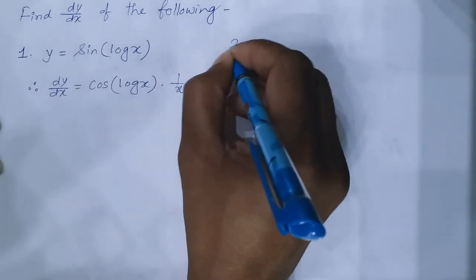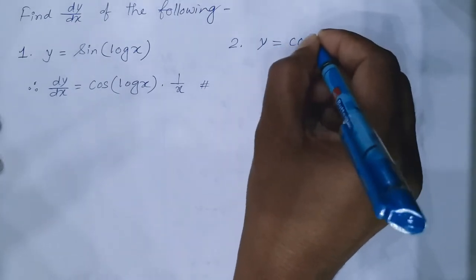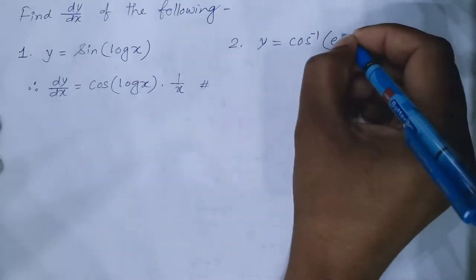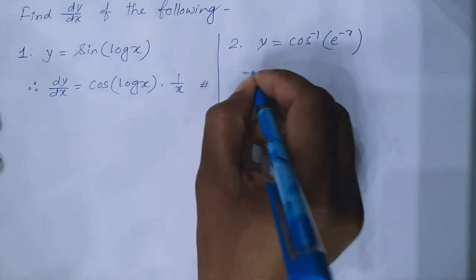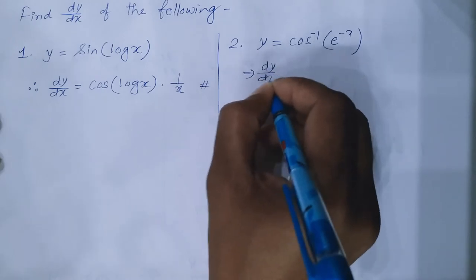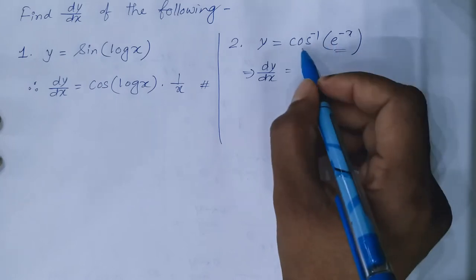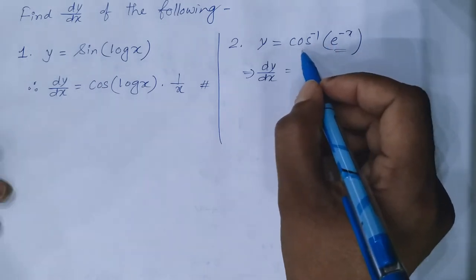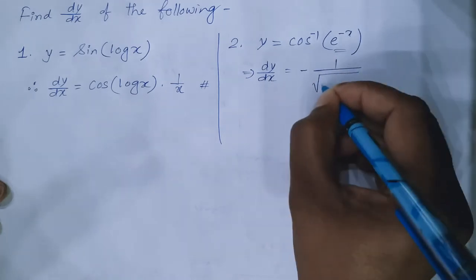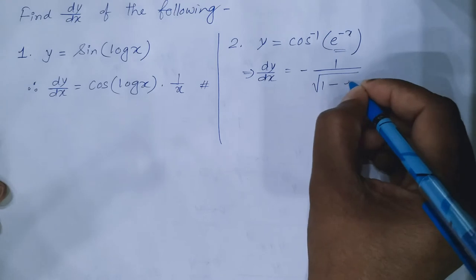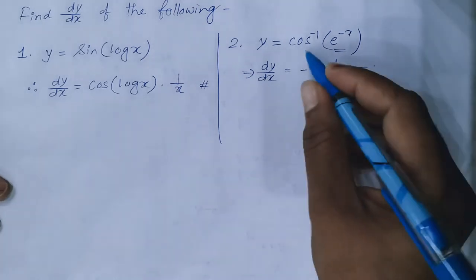In a similar way, the second question: y is equal to cos inverse of e to the power minus x. So you can directly write dy/dx is equal to the derivative of cos inverse. You just see the primary function. The cos inverse derivative is minus of 1 by root over 1 minus x square, where x is here e to the power minus x, this total term squared.